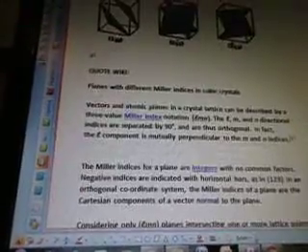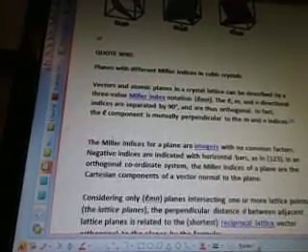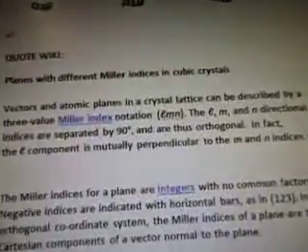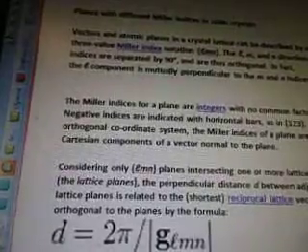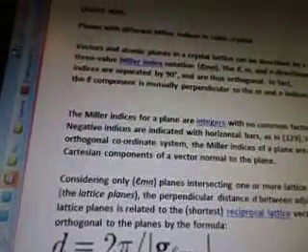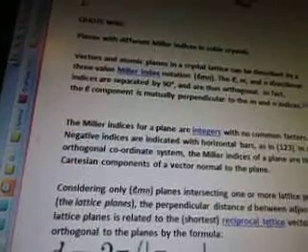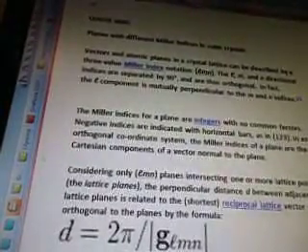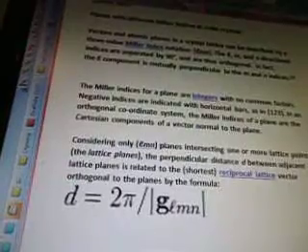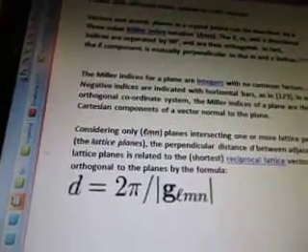Quotes from Wiki. Planes with different Miller indices in cubic crystals. Vectors in atomic planes in a crystal lattice can be described by a 3-value Miller index notation, LMN. The LMN and directional indices are separated by 90 degrees, and are thus orthogonal. In fact, the L component is mutually perpendicular to the M and N indices. The Miller indices for a plane are integers with no common factors. Negative indices are indicated with horizontal bars, as in 1, 2, 3.